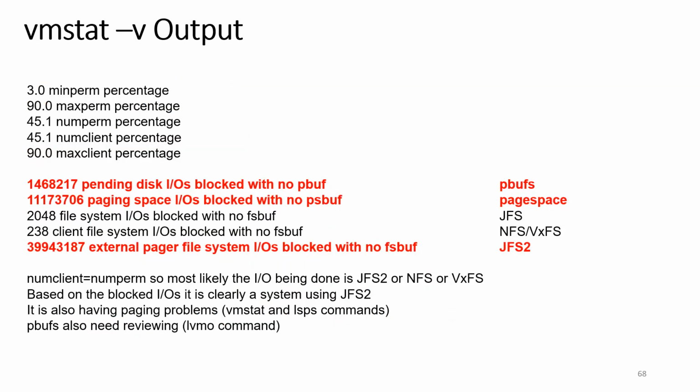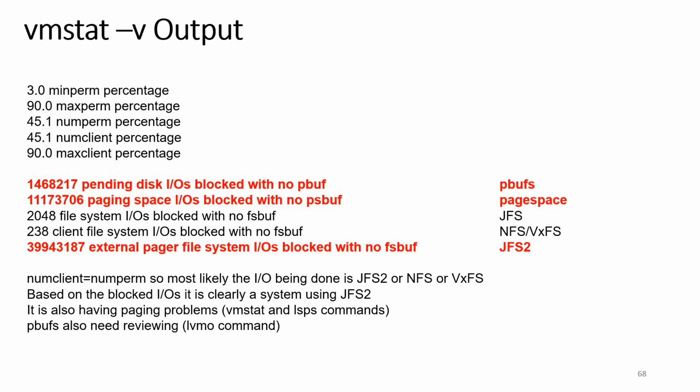Now when I look at a vmstat -v, the things I'm looking for are pending disk IOs, page space IOs, and external pager file system IOs. These are the things that tell me my IOs are getting blocked. The pbufs are where it builds the IO requests. Then it looks at that IO request and determines: is this a page space IO, in which case it'll try to get a page space buffer? Is it a JFS IO, in which case it'll try to get an FS buf? Or is it a JFS2 IO, in which case it'll get an external pager file system buffer, and so on.